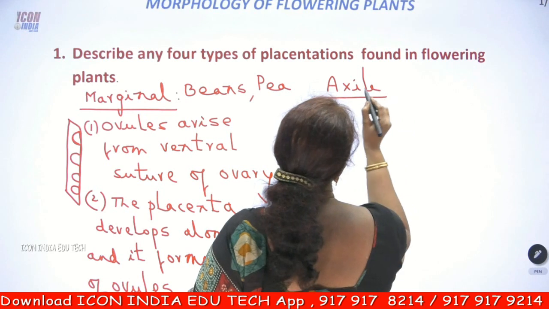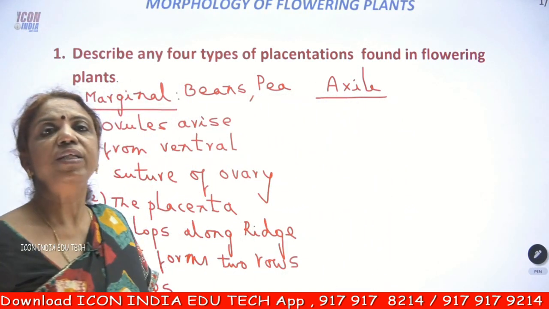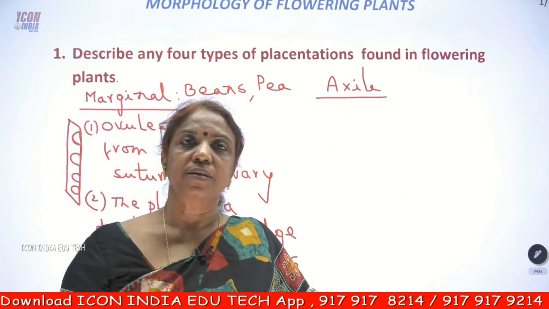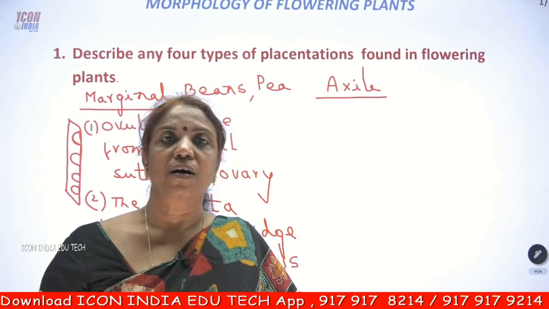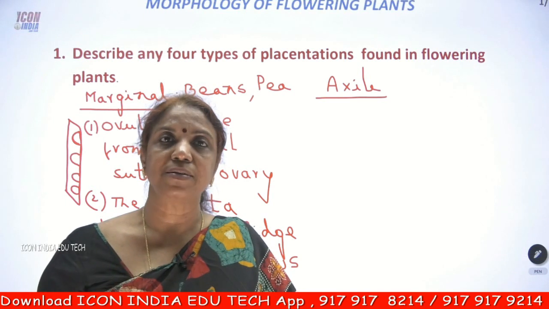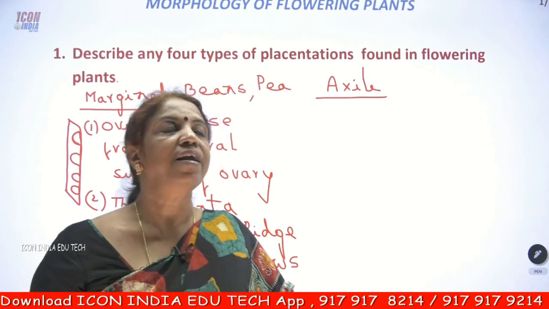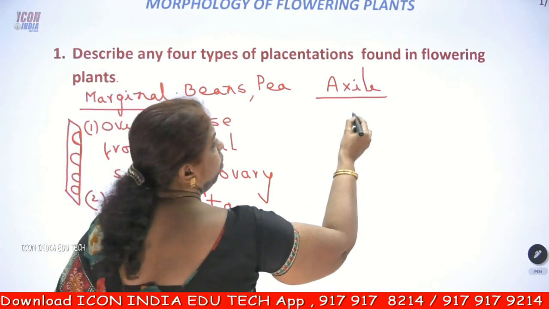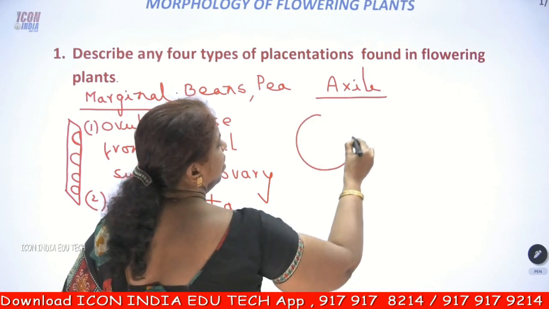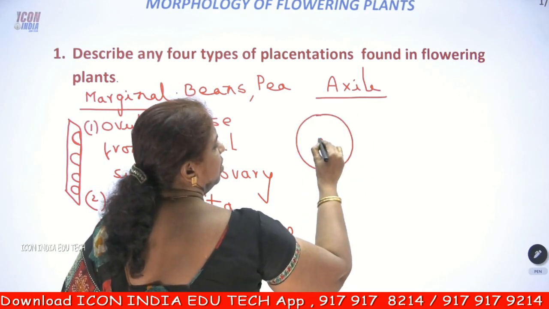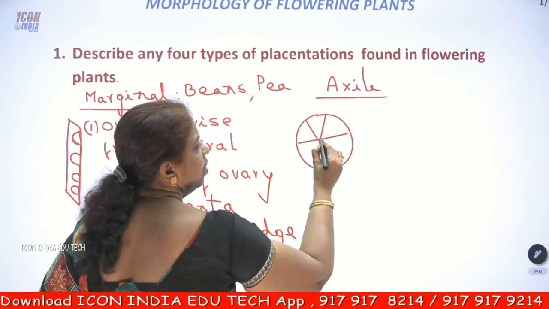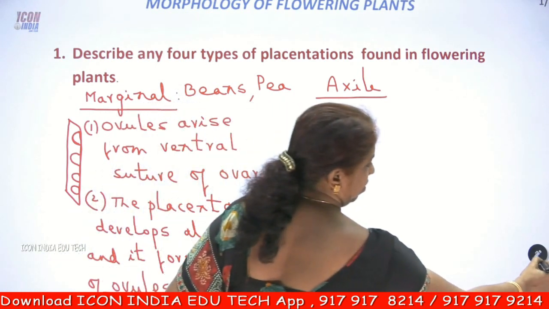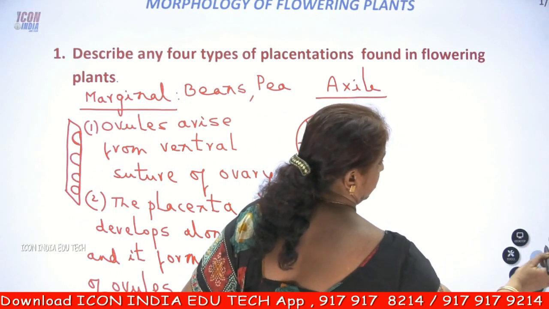Axial placentation. So what is axial placentation? The ovules come from the central axis with septa, that is called axial placentation. See that here the ovules arise from the central axis. It is a multilocular ovary. The ovules arise from the central axis.